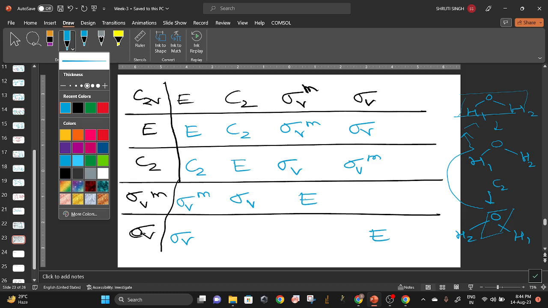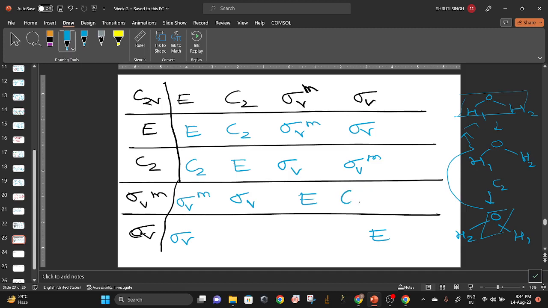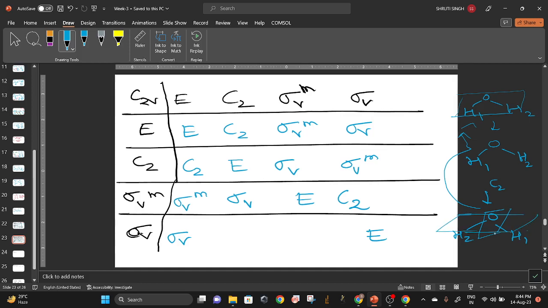Now in this row, what is missing? C2. See here, first we have to apply sigma v, this is sigma v, and then you apply the molecular plane, which will be the same as this. So this is a C2 operation. Now C2 dot sigma v, again the molecular plane, then the molecular plane, then sigma v will give C2 again.